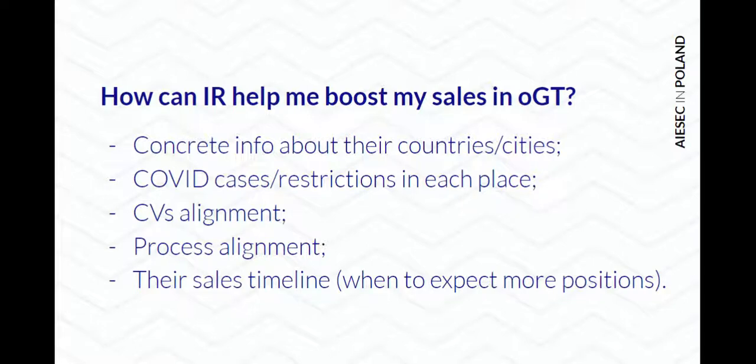Third thing is CVs alignment. You can always get feedback for the CVs of your EPs with your IR partner because they receive CVs all day, all night from all over the globe. And they for sure have some CV samples from approved EPs that they can share with you, and you can compare them with the ones that your EPs have, and make some adjustments, send some feedback to your EPs, and etc.